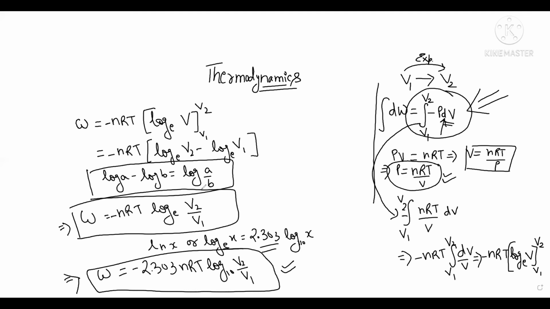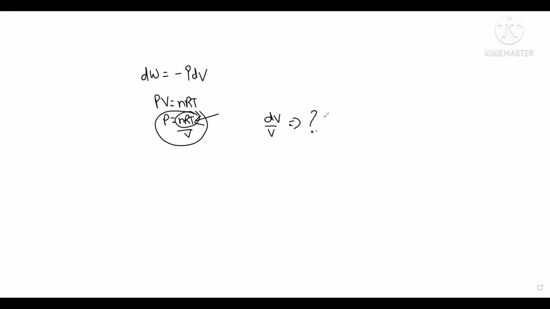So in short, what do we have to do? Let me tell you again. You just have to use the formula dW equal to minus PdV. Substitute the value of pressure from the PV equals nRT equation, which comes out to be nRT by V. Take out the constants nRT outside, and you just have to integrate dV by V, and hence you will derive your formula. So this was for the isothermal reversible process.